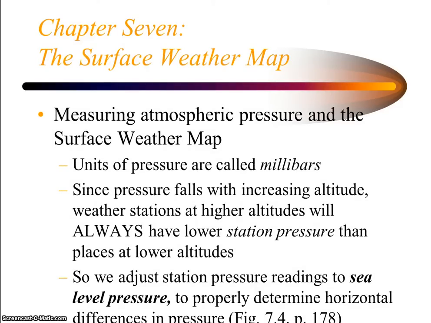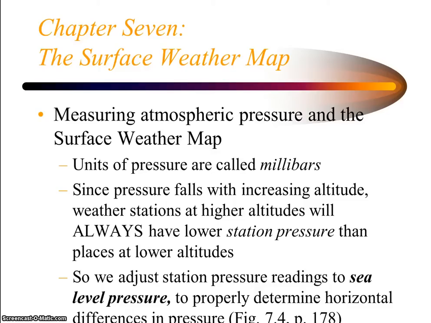Now, how do we measure atmospheric pressure, and how do we show that on a surface weather map? The units of pressure in meteorology are called millibars. Now, since pressure falls as you go up, to Shaver Lake, pressure falls with increasing altitude.